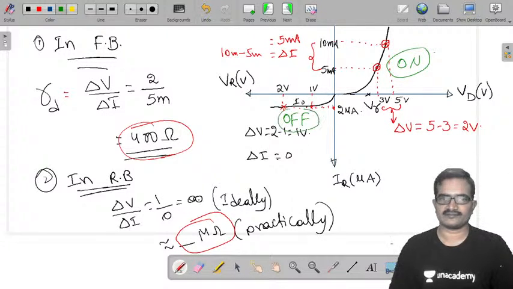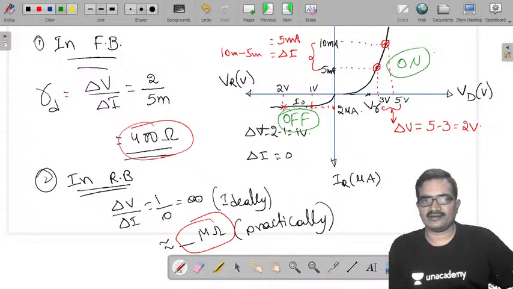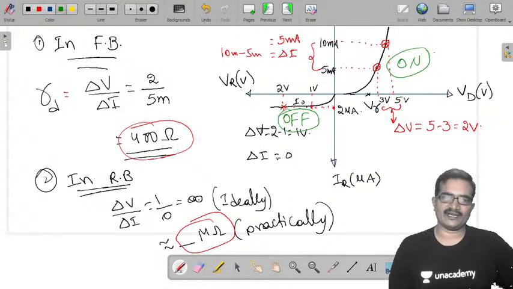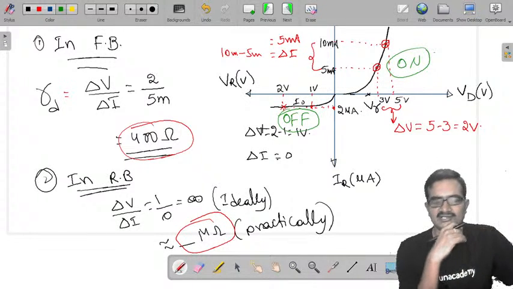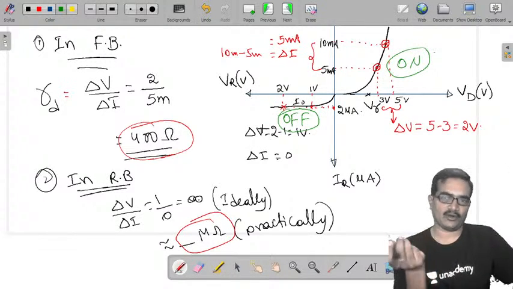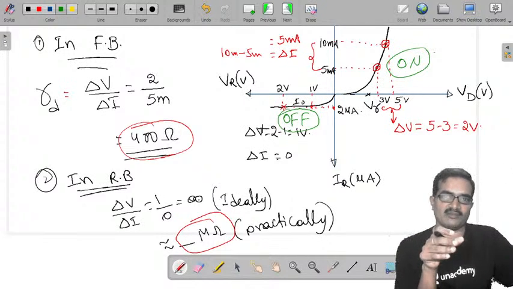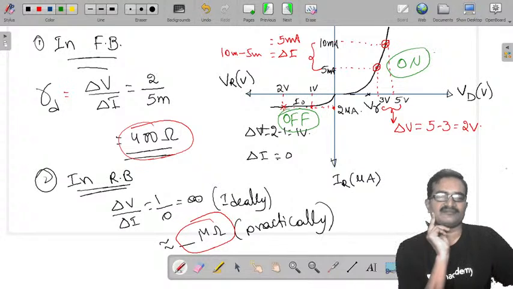Okay, so like this we can take the dynamic and static resistances. And we have different diode modelings: small signal modeling, ideal modeling, constant voltage drop model, piecewise linear model, exponential model, like this. Later in problem sessions, by taking a problem, we can solve that problem effectively by applying that model.